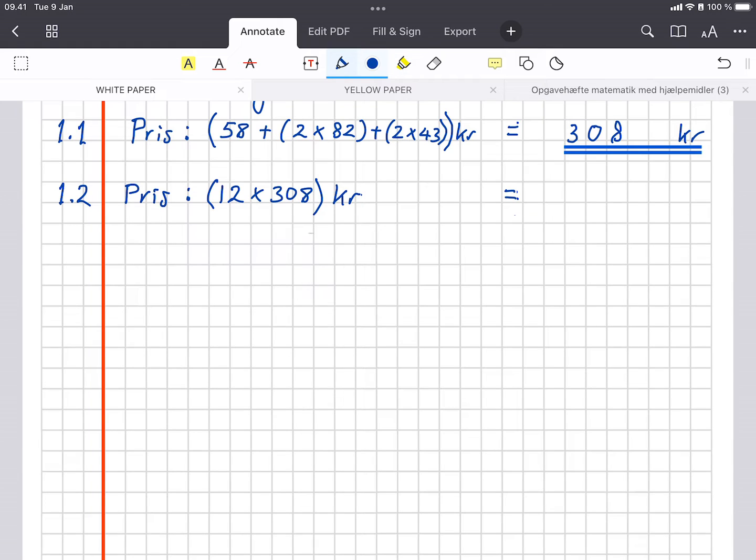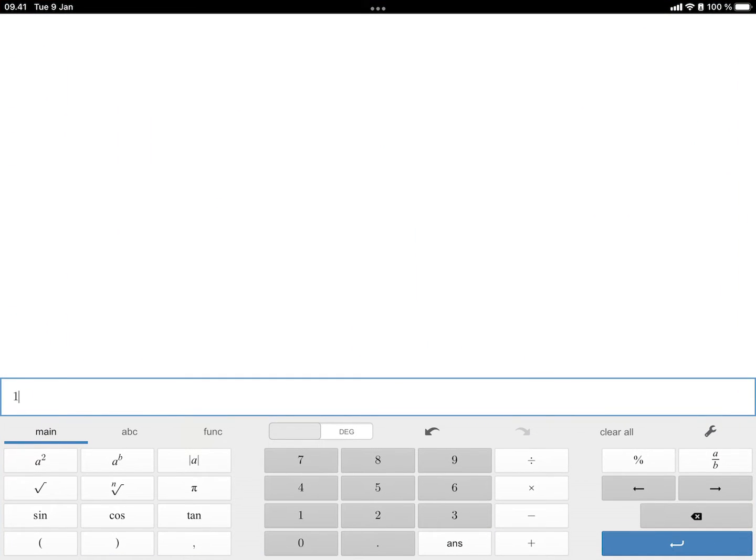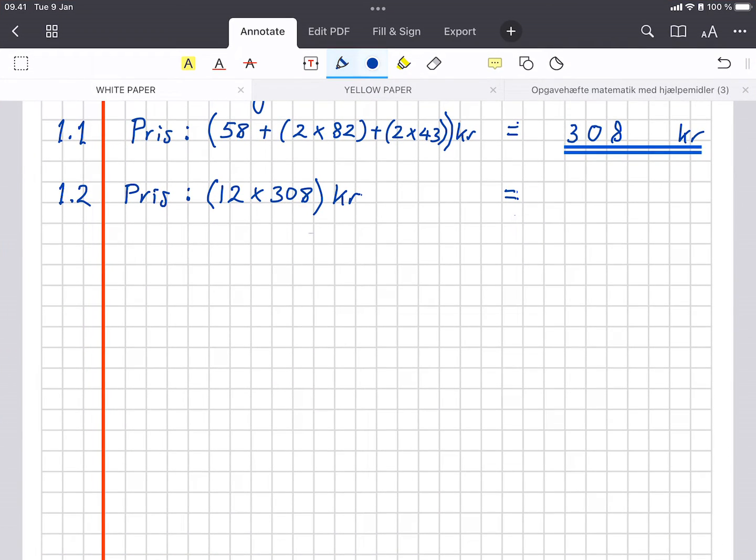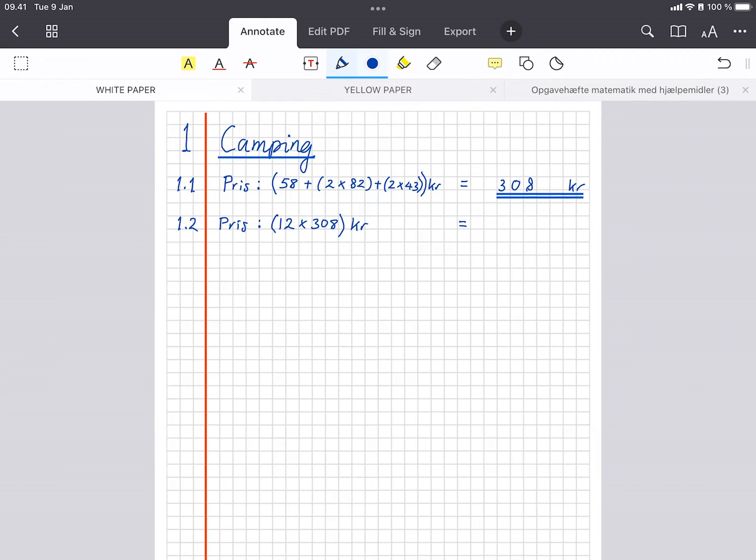And then what's 12 times 308? Let's get onto my calculator. So 12 times 308 is 3696. Okay, so 3696, and then don't forget the units. That's krona again. So I'm trying to line it down the page so all of the units, tens, hundreds and thousands line up. I wonder why that's gone a bit weird there. Bit weird that that line's left over there. Never mind.